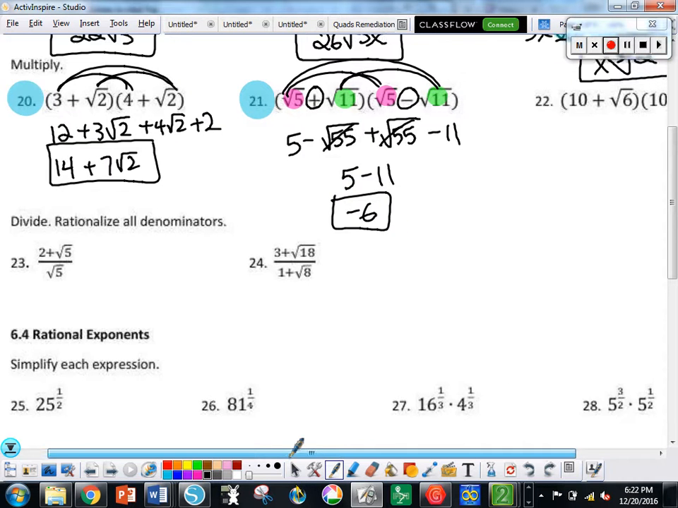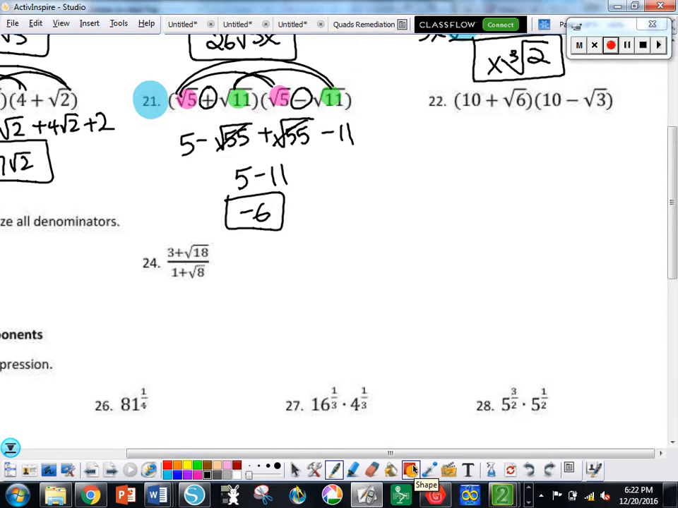Number 22. Do the same thing, but just distribute. Now, it doesn't look like there's going to be anything that combines this time, but there could be. Let's find out. Minus 10 root 3 plus 10 root 6. You cannot combine those because one has a root 3 and one has a root 6. So you can't combine those.